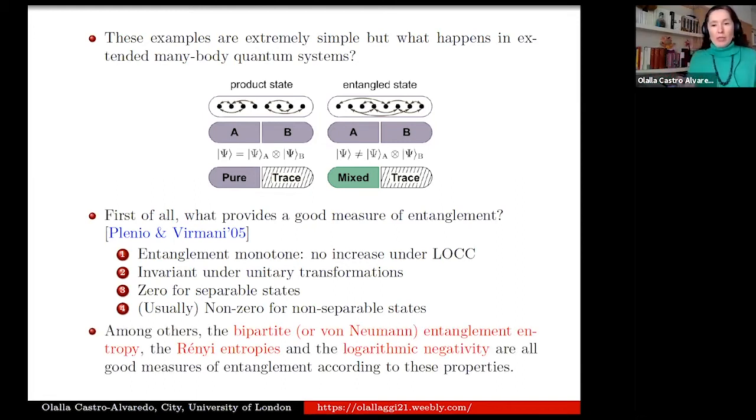So since I mentioned it, let's mention the measures I'm going to be telling you about today. The most popular and the most famous is the bipartite entanglement entropy. Sometimes I call it just entanglement entropy, sometimes bipartite entanglement entropy, sometimes von Neumann entanglement entropy. They are all equivalent, these names, and people use all of them. There's also a family of entropies labeled by an index, which are called the Renyi entropies. They are also very popular measures of entanglement. And then there is a quite different measure, which is called the logarithmic negativity. And these are all good according to these properties here.